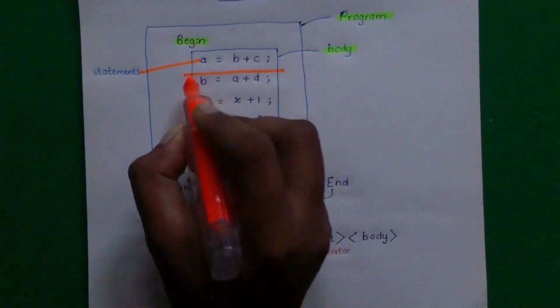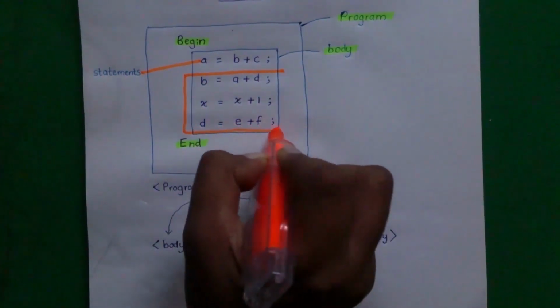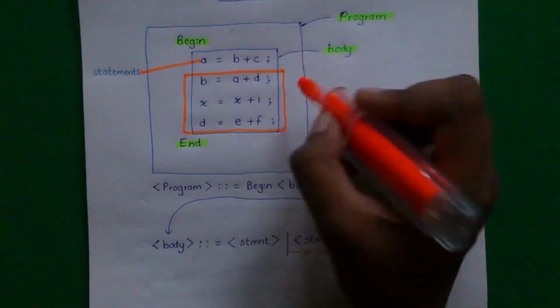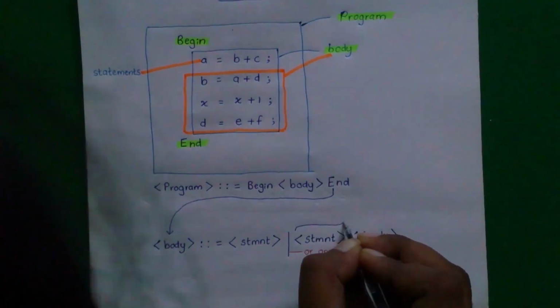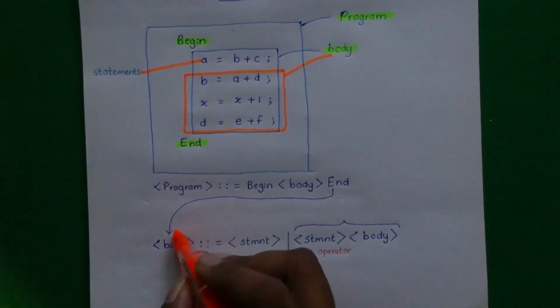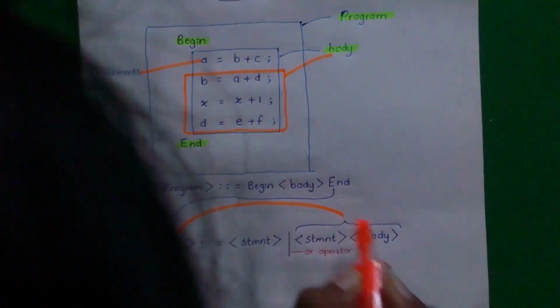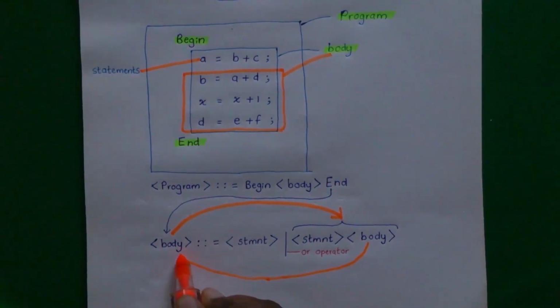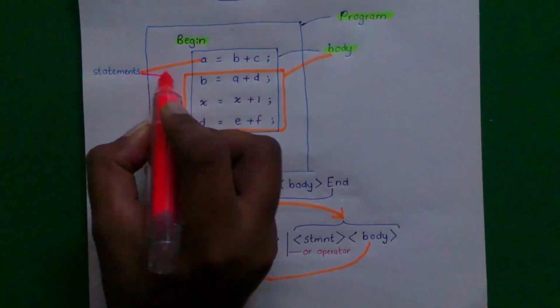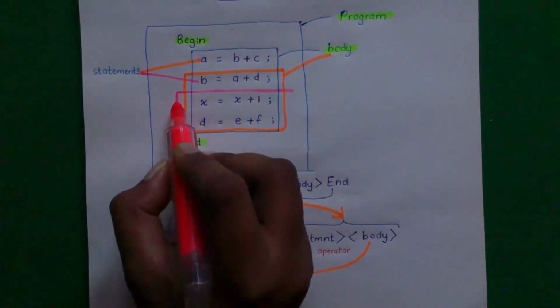In the first case, A equals B plus C statement followed by the other three statements. So the other three statements we consider as the body. So in the first case, a statement is followed by a body. As you can see here, there is a body part at the left hand side and also the right hand side. That means the right hand side body part is calling itself again.